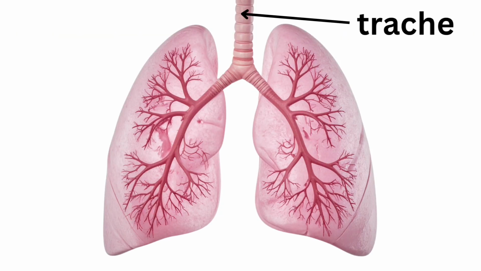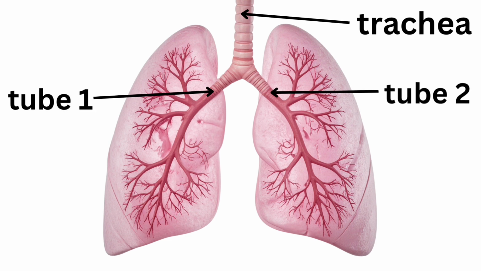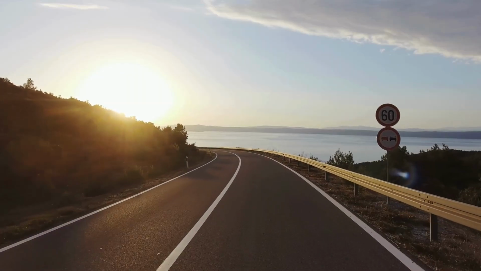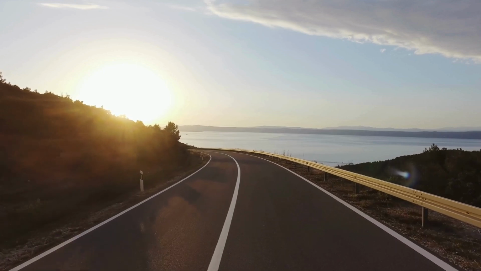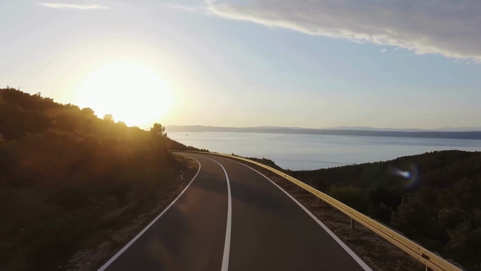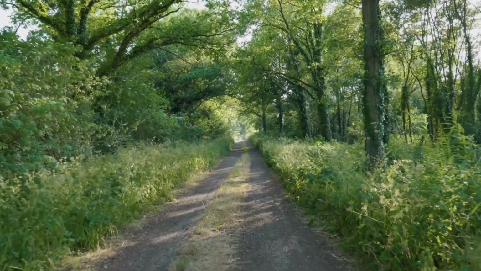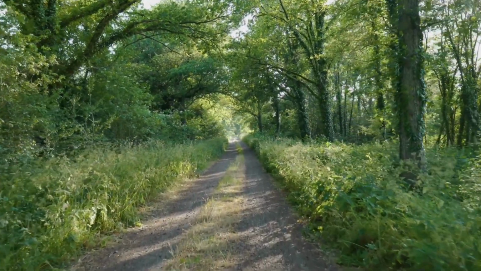So if we go back to our diagram, here's the trachea, which is the main tube that all of the air travels down. And then eventually the trachea splits into two. So half of the air goes down tube 1 and half of it goes down tube 2. The proper name for each of these two tubes is the bronchus, or if we're talking about both of them, we can call them bronchi, which is the plural. So I find it helpful to think of the bronchus as like a main road. It's not as busy as the motorway, but it is still a busy road. Eventually though, the bronchus breaks up into smaller tubes, which are a bit like the country lanes.